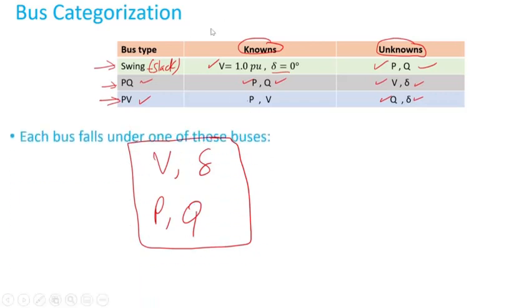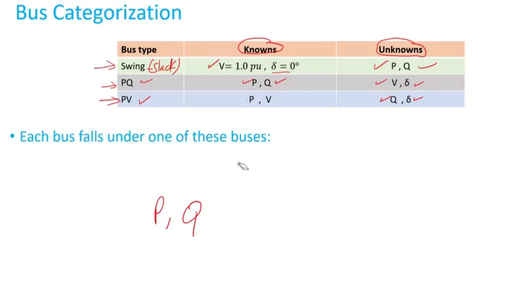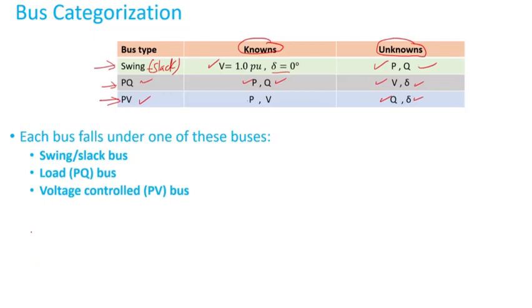Let me just get rid of this here so it's not in the way. Each bus falls under one of these types: swing or slack bus, load PQ, or voltage controlled PV bus.